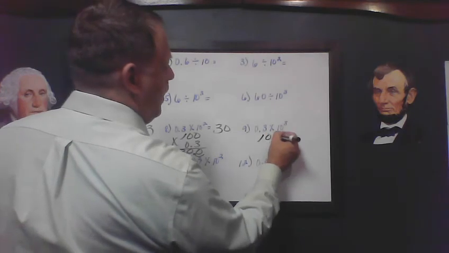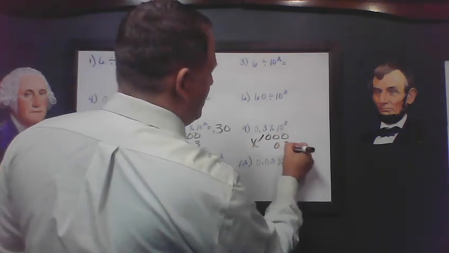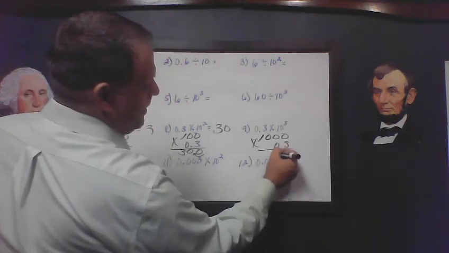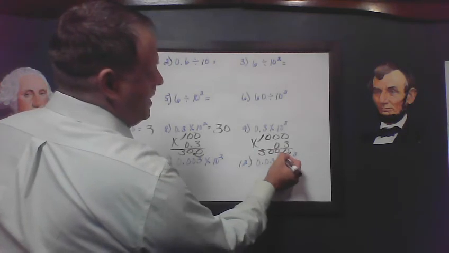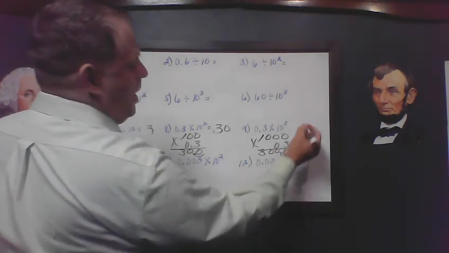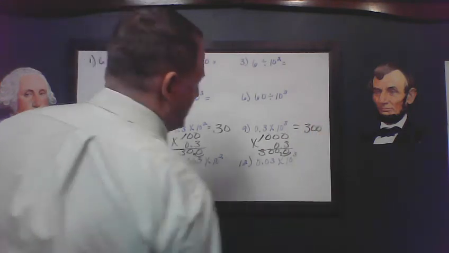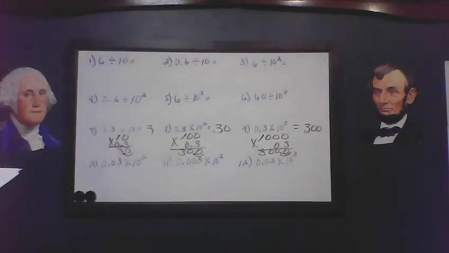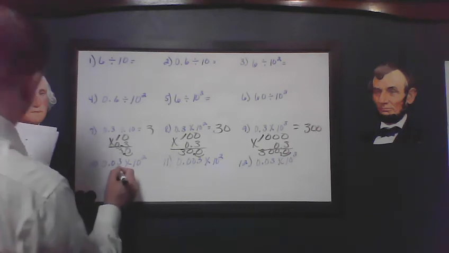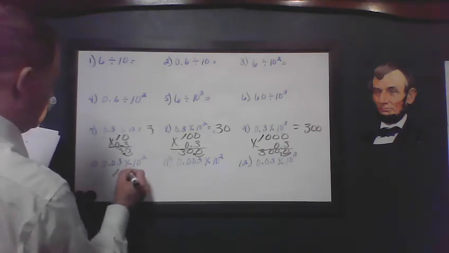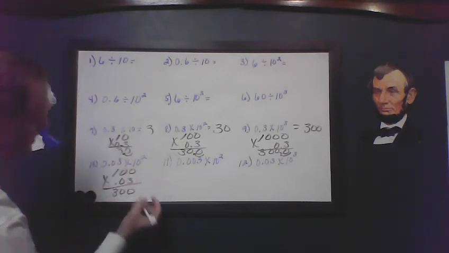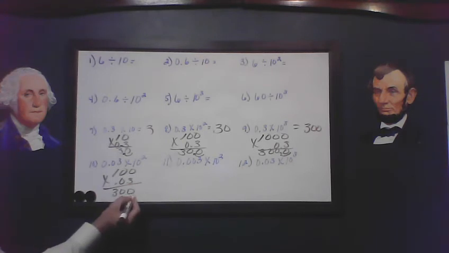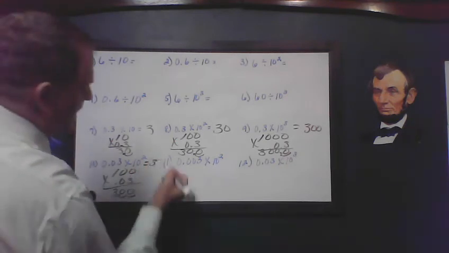10 cubed is 1,000 times 0.3. So that's 3,000, and with one decimal point over because there's one decimal place here, that's going to equal 300. All right. So number 10, 10 squared is going to be 100 times 0.03, and that's going to be 300, and move it over two spaces, 1, 2, because there's two spaces here, and that's going to be 3.